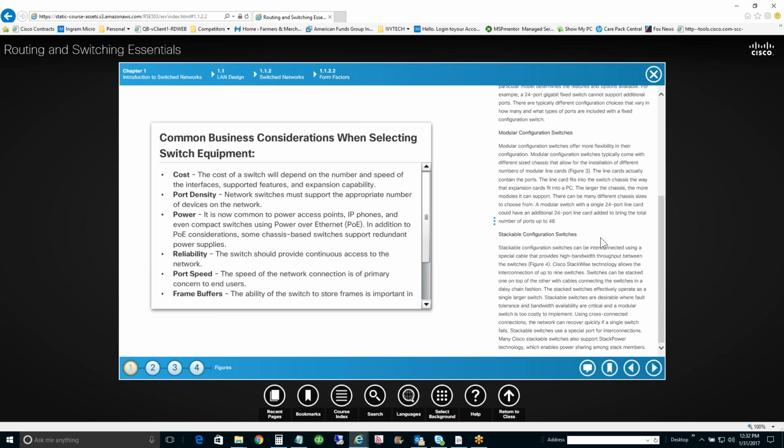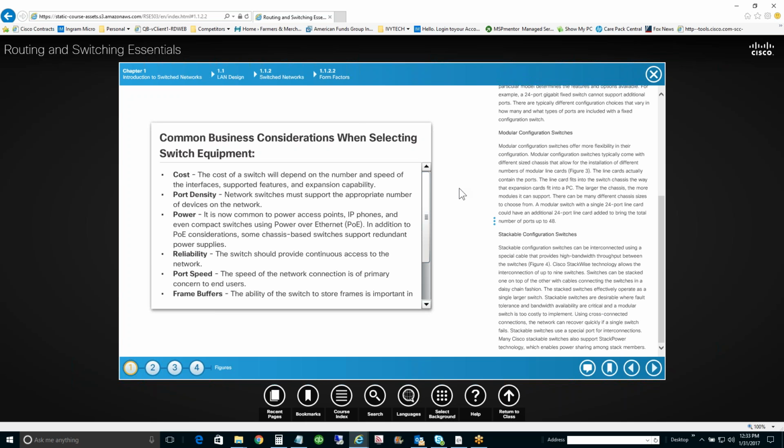Stackable configuration switches are actually small modular configuration switches, or even some fixed configuration switches, that allow you to daisy chain them and can be managed as a single switch using cross-connected connections. The network can recover quickly if a single switch fails, and these are popular in medium-sized networks. And stack power is a feature of these stackable switches that allows multiple switches to share each other's power supplies in the event that you have a power supply failure.